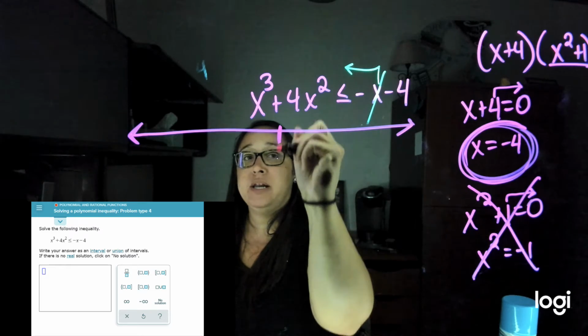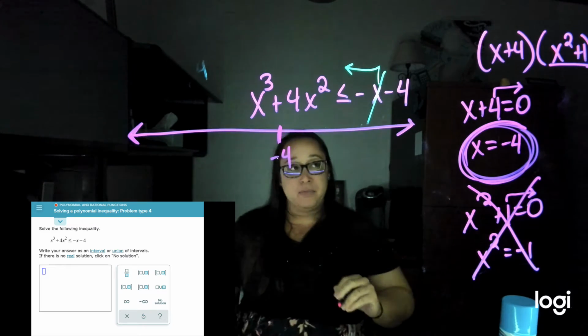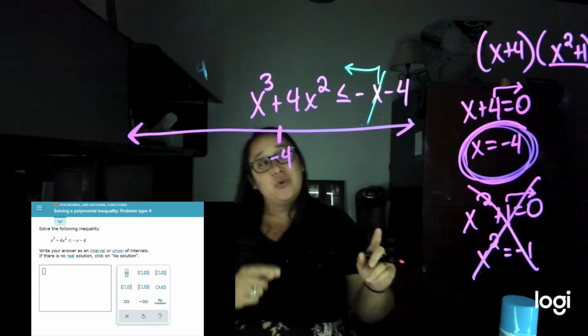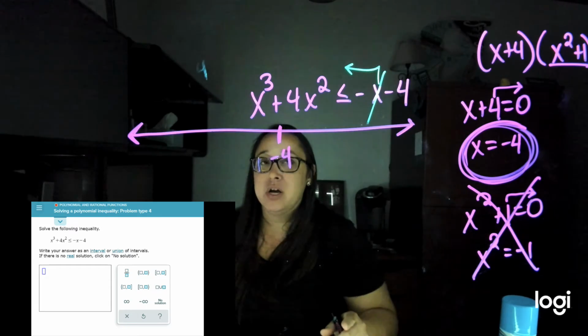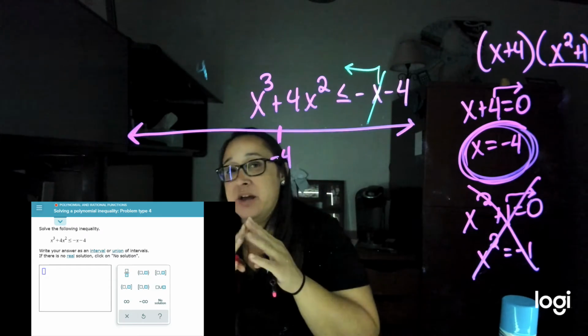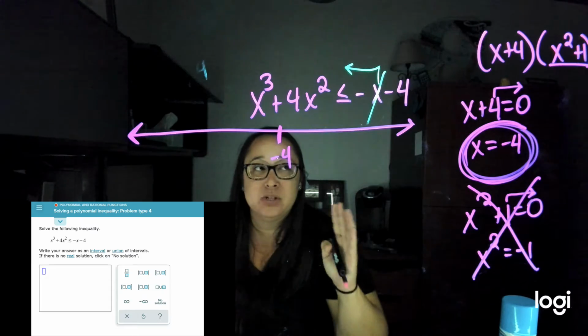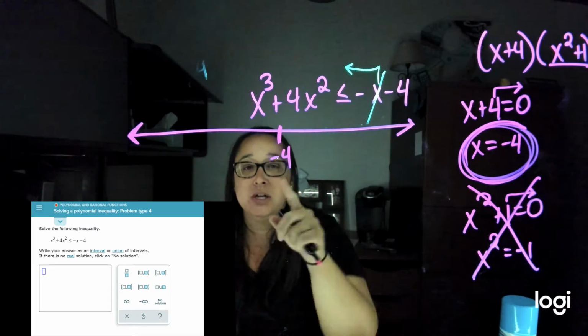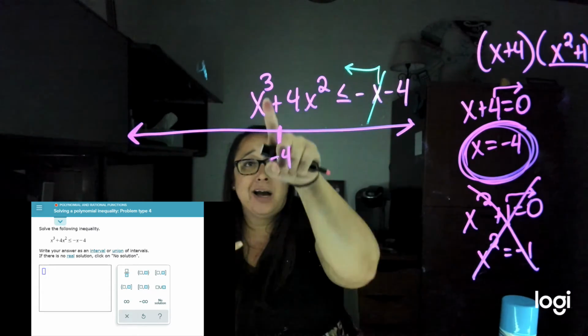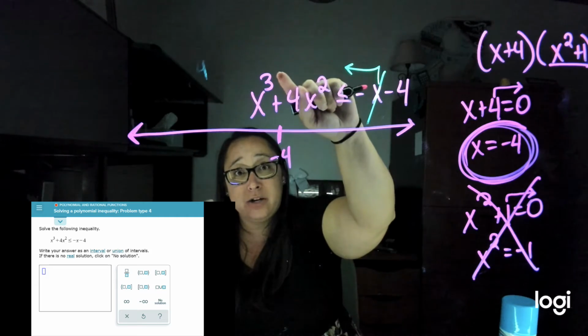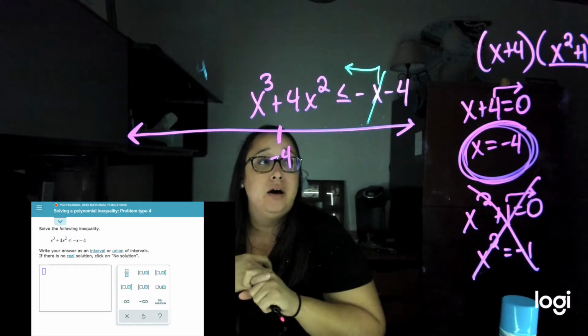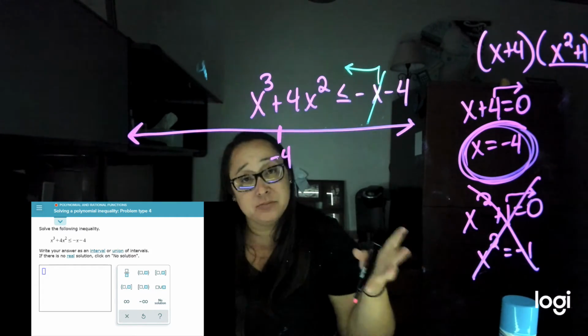And I'm just going to put -4 here on my number line. What we're going to do is use those zeros. You use how many zeros we have. And this is a special one because I only have one. Sometimes you may have 2. I could have had 3 because my degree here is 3.